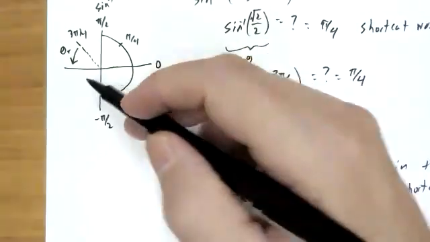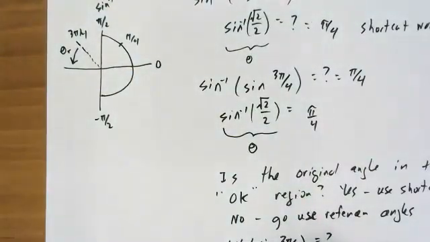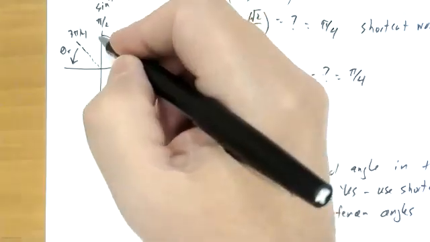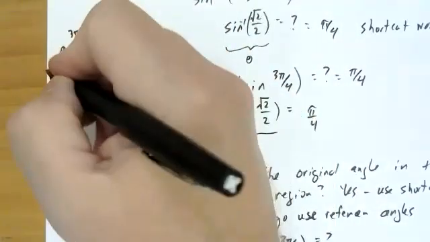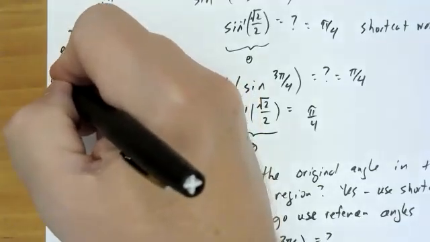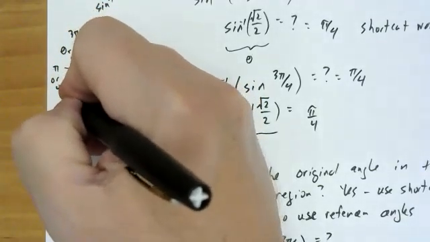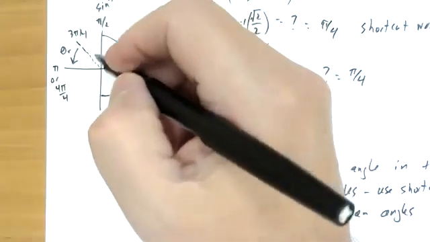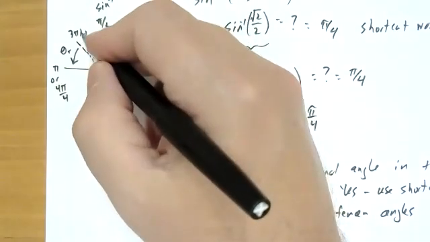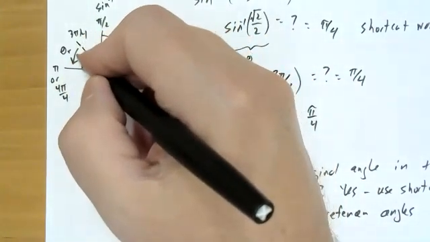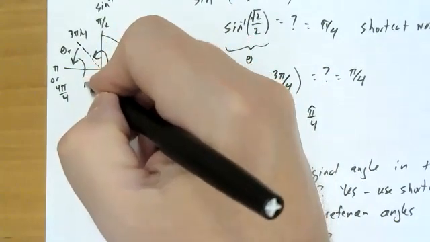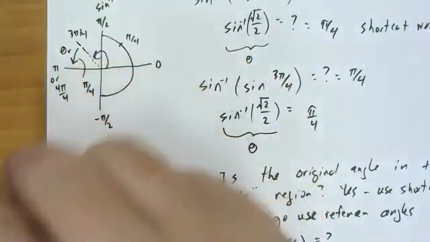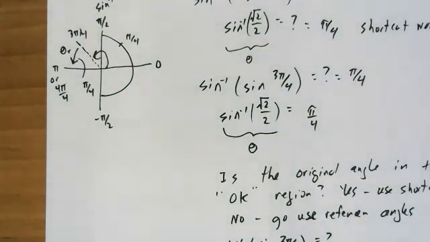So in this case, for 3 pi over 4, if you think about it, this is 0 and this is pi, or I can also think of pi as 4 pi over 4. So if this angle is 3 pi over 4, and this is 4 pi over 4, what's my reference angle? Pi over 4, right? That's a pi over 4 angle to get me to the x-axis.